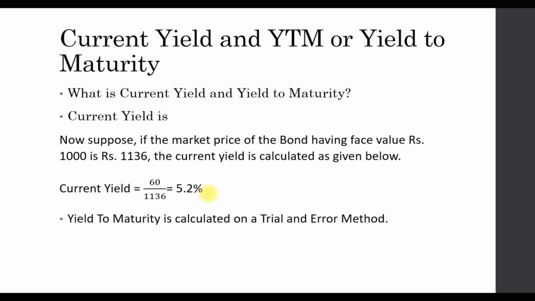Hence, yield to maturity is required, which takes both these points into account, along with the change in bond value over its life. However, yield to maturity is only calculated by a trial and error method. For instance, if the present value of the bond is greater than the actual market price, the discount rate should be higher and you should try a higher rate. Similarly, if the present value is less than the actual market price, you must reduce the interest rate. So these are some of the observations on current yield and yield to maturity.